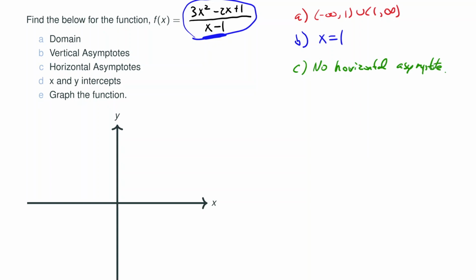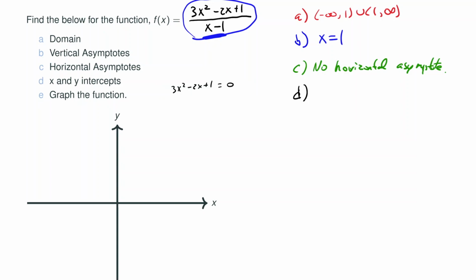Okay. So we're going to graph this. Well, let's find the x and y-intercept first. For the x-intercept, we set the function equal to 0, but we only care about the numerator being 0, because the denominator cannot be 0.